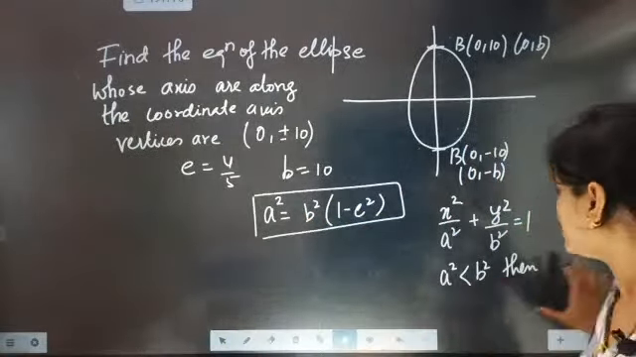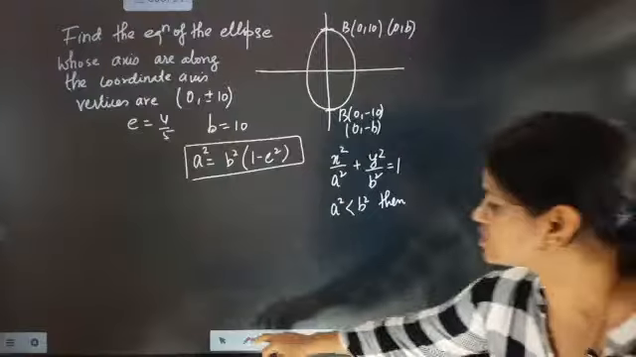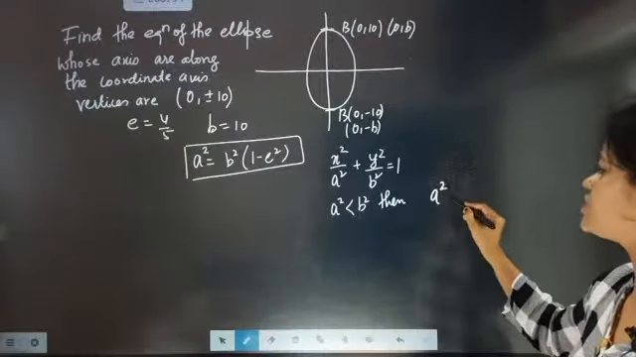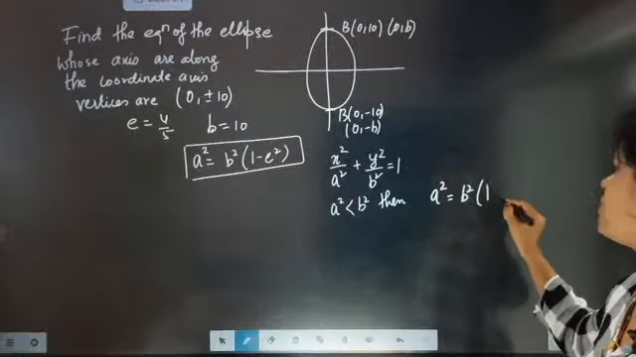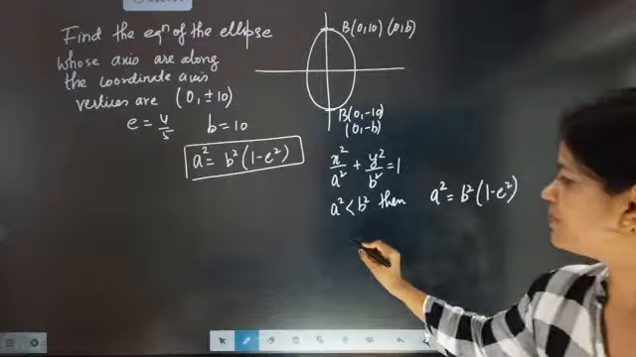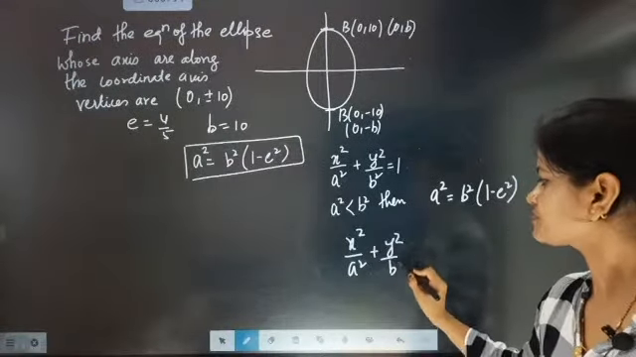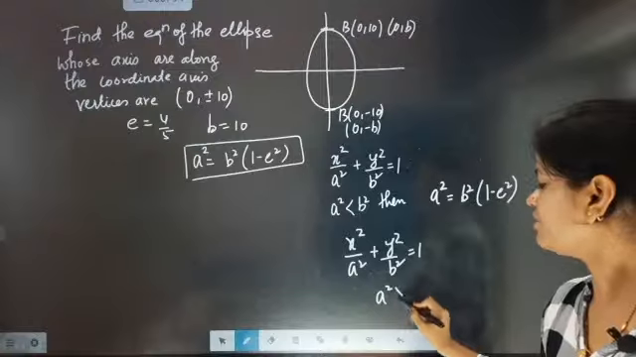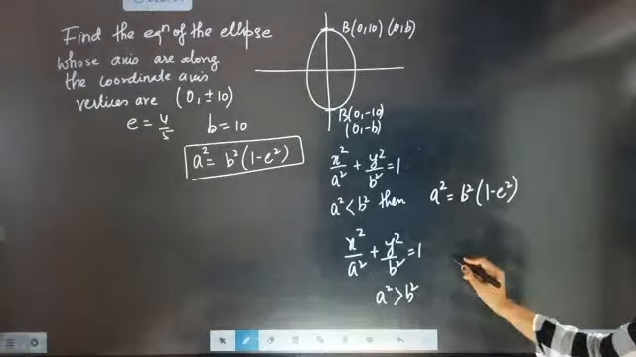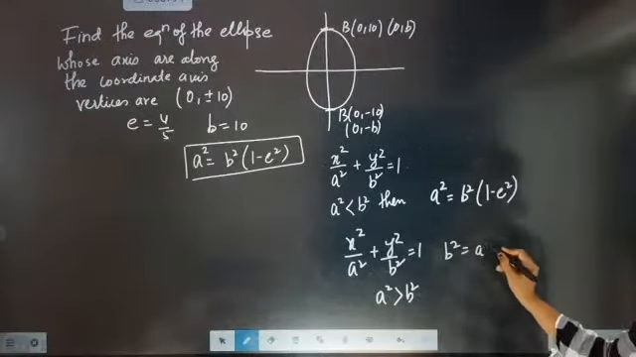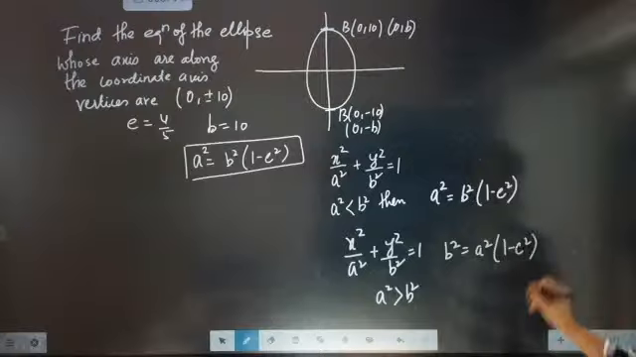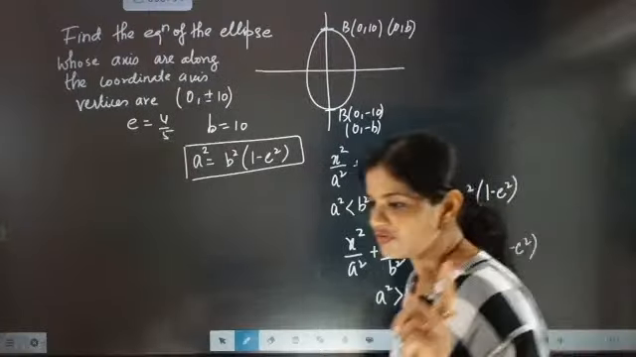So that time the equation will become a square equal to b square into 1 minus e square. But when a square is greater than b square, then b square will be equal to a square into 1 minus e square. So this is a massive difference.